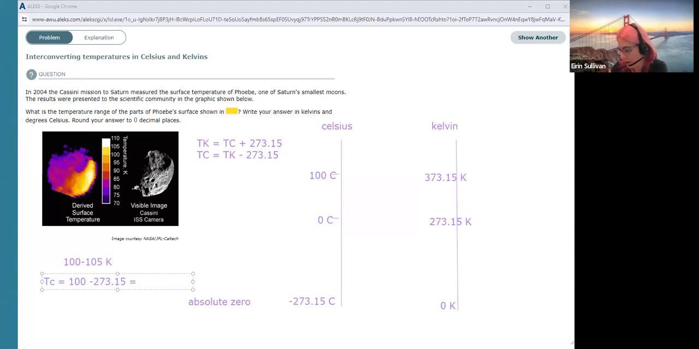273.15. It should be minus 173.15, and that is in Celsius. So that is the lower range of that temperature scale. And then my temperature in Celsius at that higher end of the scale, 105 Kelvin, is going to be 105 minus 273.15, which should come out to be minus 168.15.